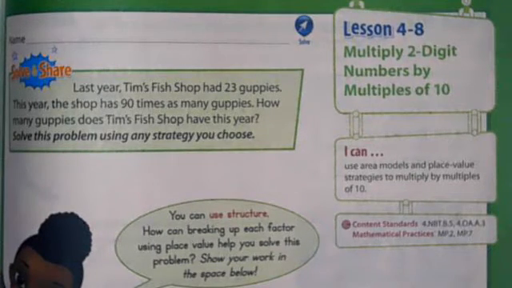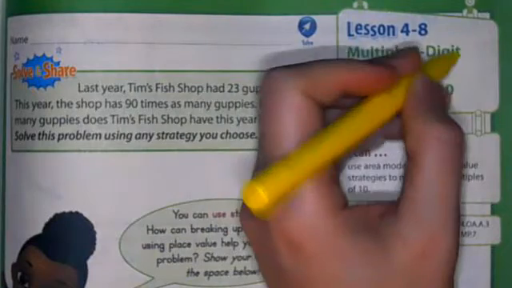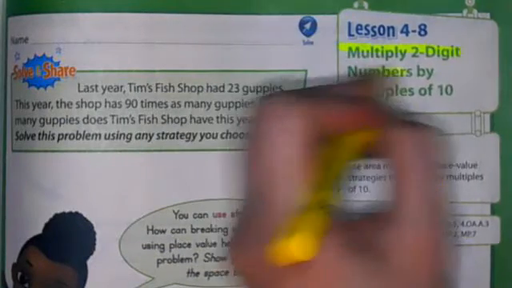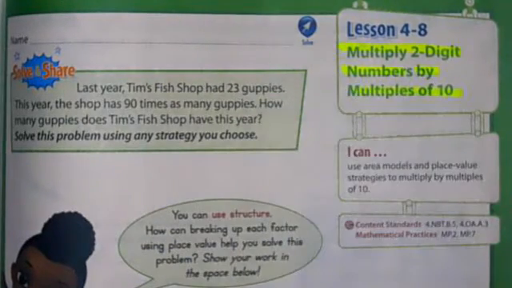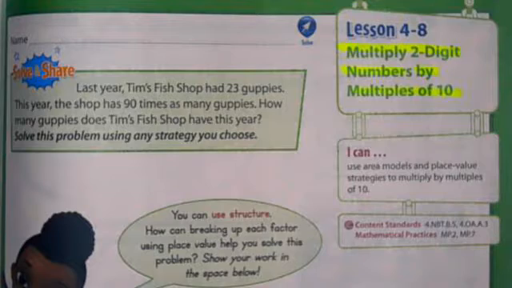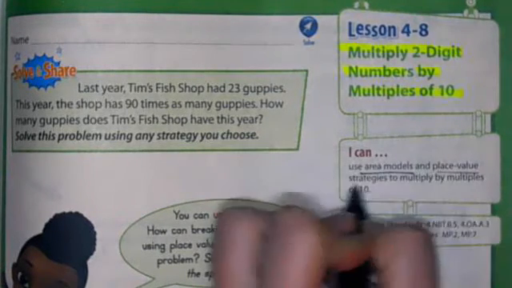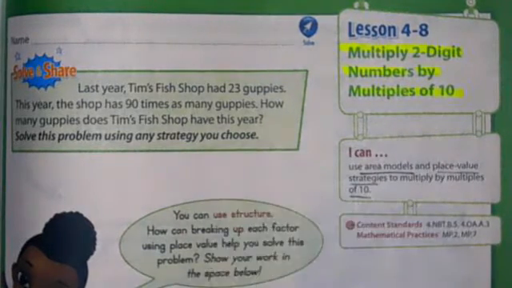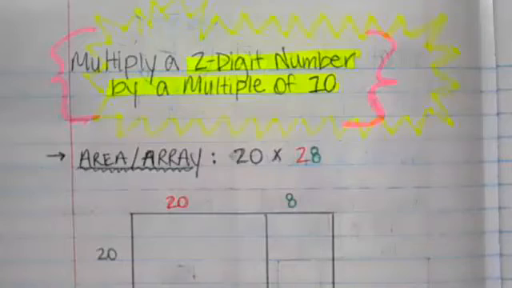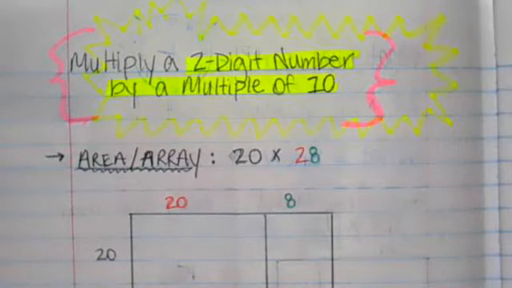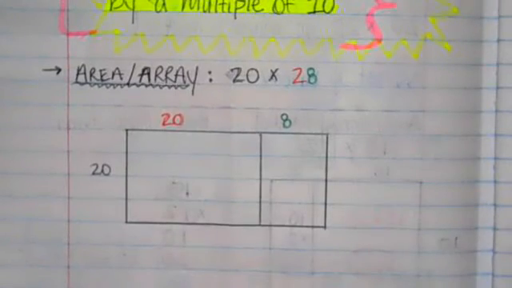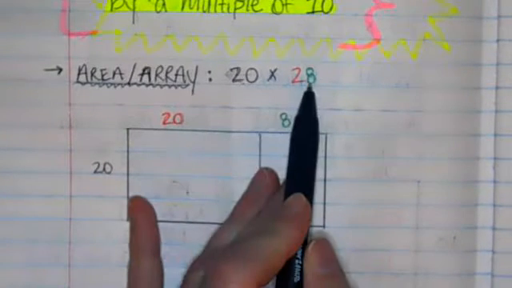Today we are going to learn about multiplying a two-digit number by a multiple of 10. We're going to do that how I love to do that, by using an area model and place value strategies to multiply by multiples of 10. When multiplying by a multiple of 10, I'm going to first show the array model. My problem is going to be 20 times 28.